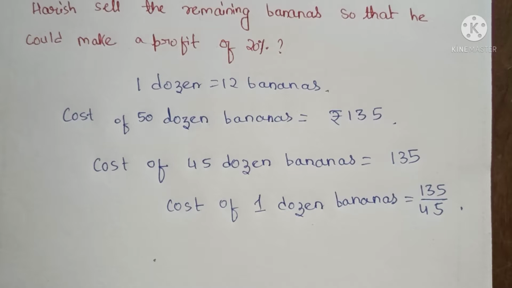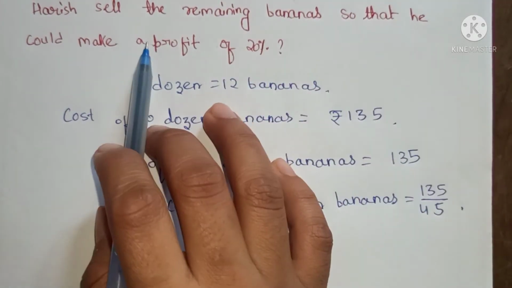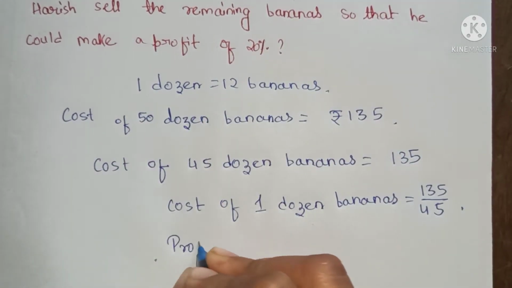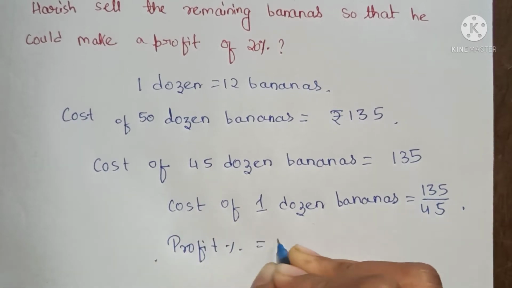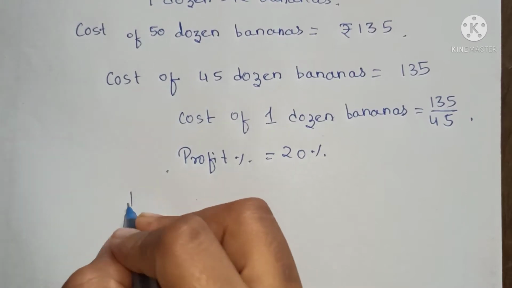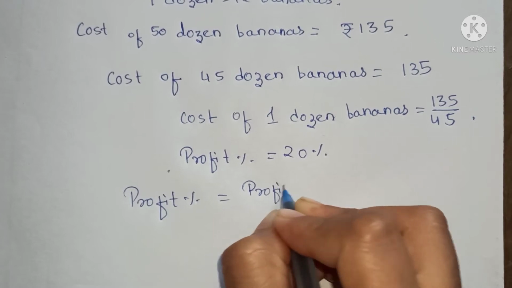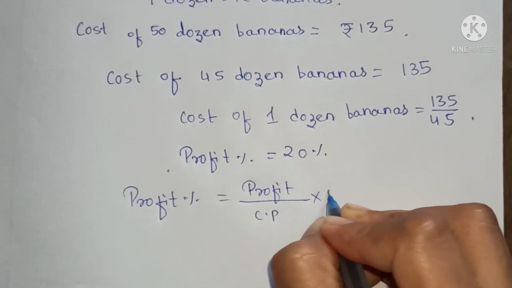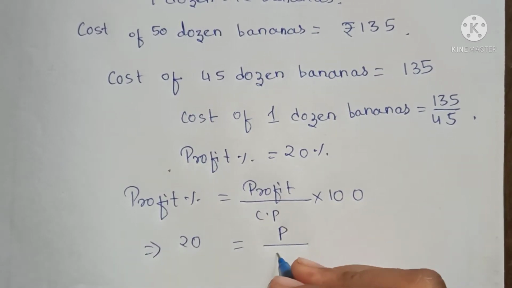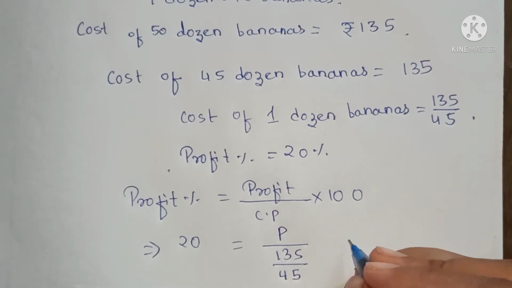Now, what is asked: at what price per dozen should Harish sell the remaining bananas so that he could make a profit of 20%? So profit percentage is given as 20%. Now we will put the formula of profit percent. Profit percentage equals profit by CP into 100. So 20 equals profit P by CP, which is 135 by 45, into 100.